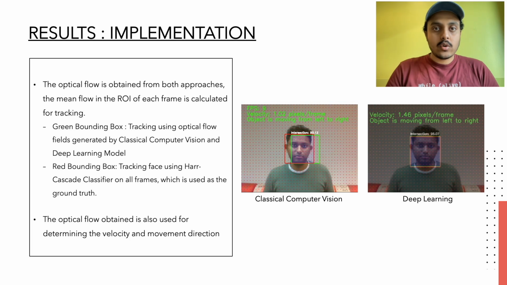As explained in the scope of the project, we have used optical flow to track the phase. This has been implemented in both approaches. The video is first processed by adding a Gaussian blur to prevent the effects of noise. After the optical flow is generated, the mean flow in the region of interest is used for tracking. At the same time, the velocity and the movement direction is also calculated in the same region of interest and is displayed on the output window.